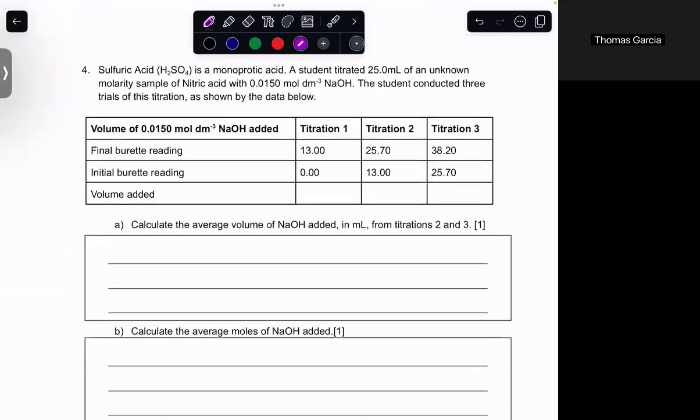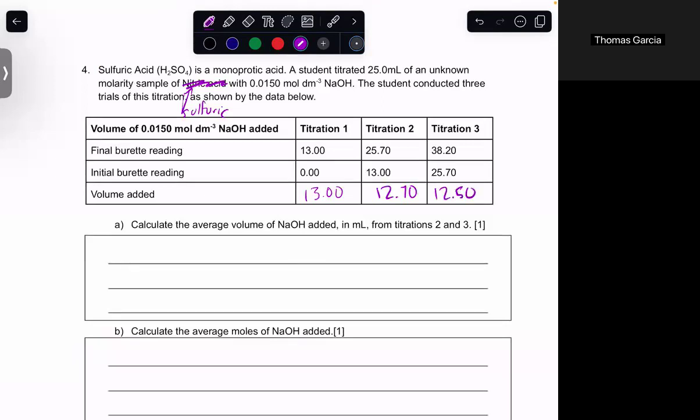All right. Sulfuric acid is a monoprotic acid. A student titrated 0.25 milliliters of an unknown molarity of sulfuric acid with 0.0150 mole decimeter cubed of NaOH. The student conducted 3 trials of titration as shown from the data below. So the first thing that we have to do is fill in this graph. The volume added is 13.00. The second volume added is 12.70, and I'm just doing the top one minus the bottom one. The third volume added is 12.50.